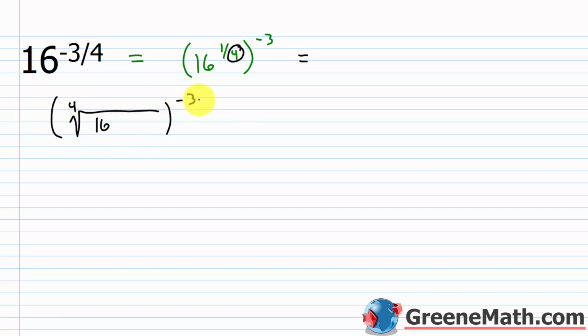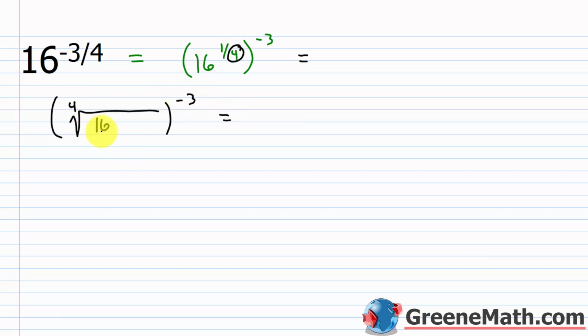All right, what about something like 16 to the power of negative 3/4? Again, what I'm going to do, I'm going to take 16, and I'm going to start out by raising it to the 1/4 power. And then I'm going to raise this to the power of negative 3. Okay? So we know how to work with negative exponents. We'll get to that in a second. First and foremost, let's just do this as the 4th root of 16, because this is a 4. And then again, this is raised to the power of negative 3.